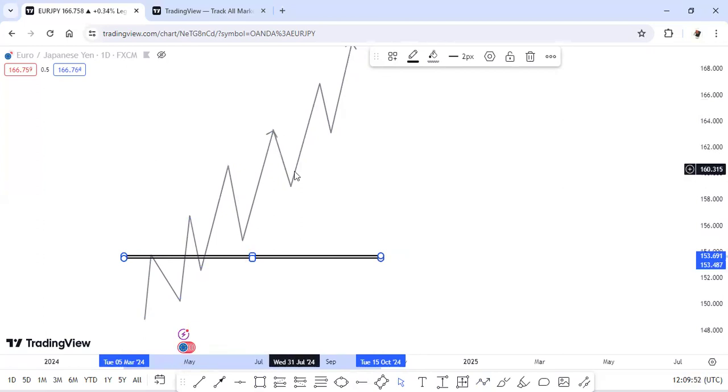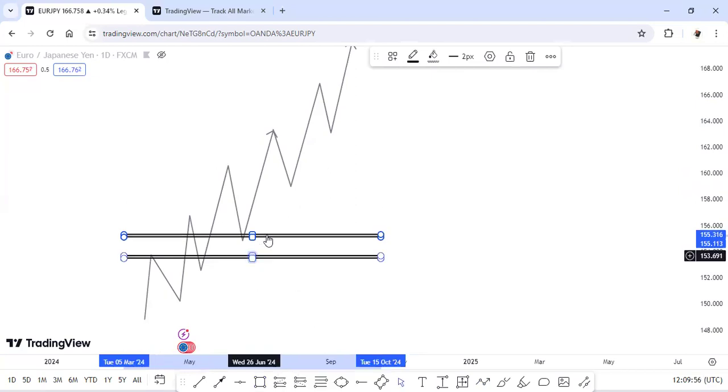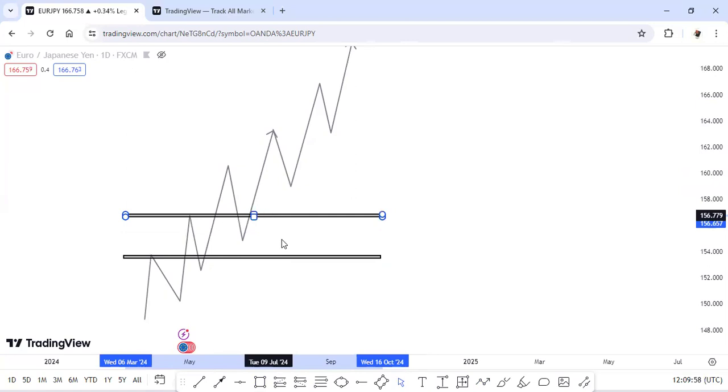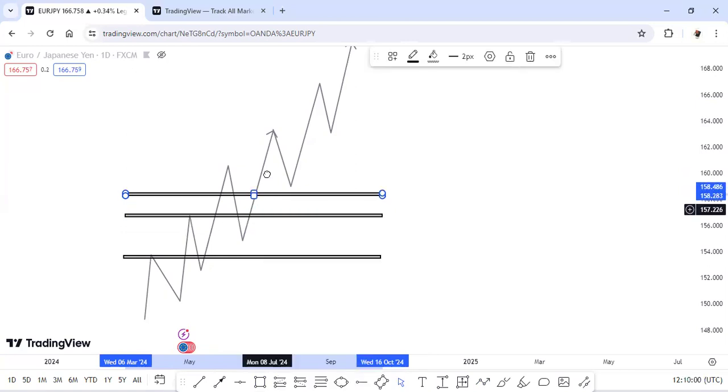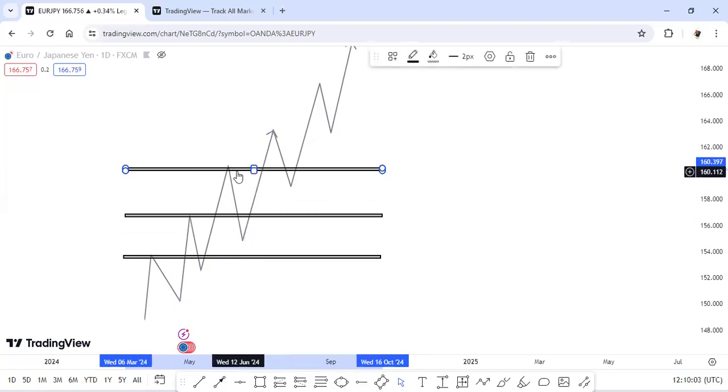Market pulled up, came back. If the market came back to this particular zone, once we broke above this level, I will wait for the market to pull back inside this zone. I don't buy on the support or resistance zone.